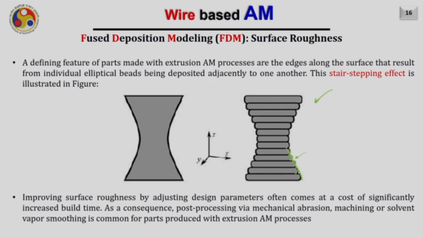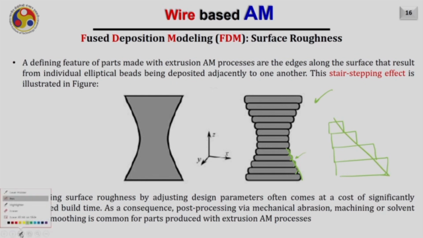Improving the surface roughness by adjusting the design parameter often comes at a cost of significantly increased build time. Because for example, you are building the part with a layer thickness, maybe T, and you are making a slant wall. One way of eliminating this error is, for example, I want to build this line. One way is that you use a smaller layer thickness. In that case, of course, your RA will be better.